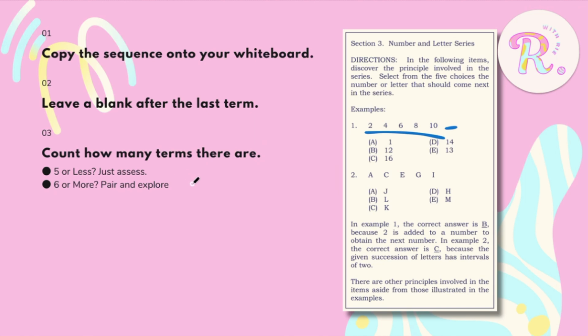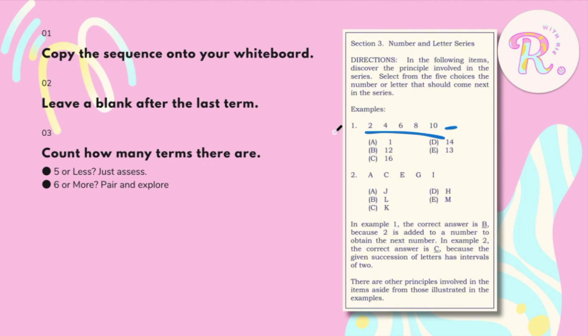So my technique for this one is this rhyme. Okay, it's 5 or less, just assess. 6 or more, pair and explore. So what does this mean? If it's 5 or less terms given, you just assess it and go about it like we usually do in the previous portion. You assess what's the pattern from term to term, how the preceding term affects the succeeding term, like how 2 affects 4, 6, 8, 10. But when there's 6 or more, you have to make them a duo. Make them a duo, and then only assess how the duos relate to each other.